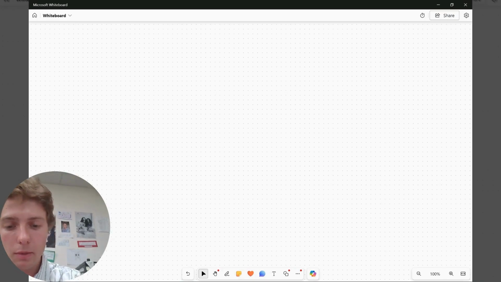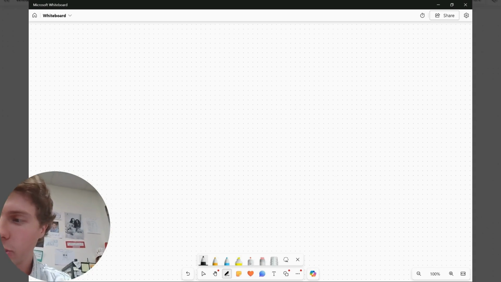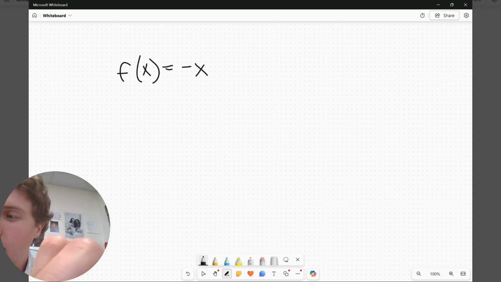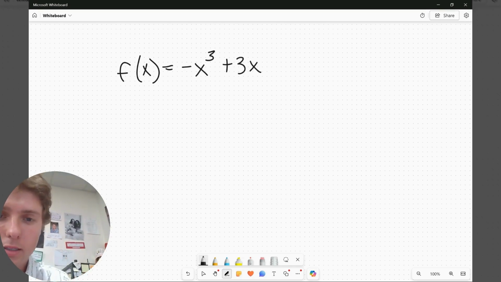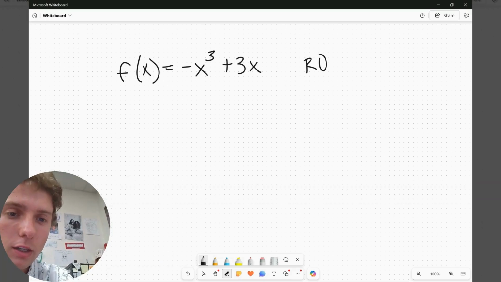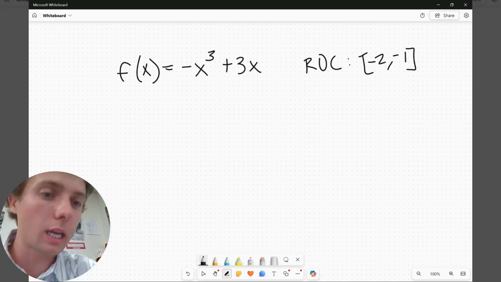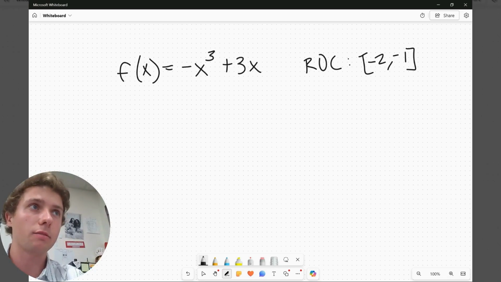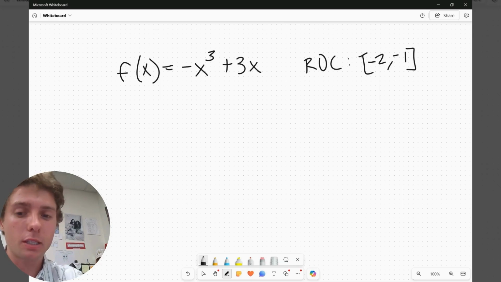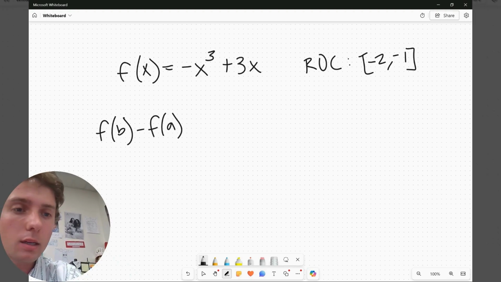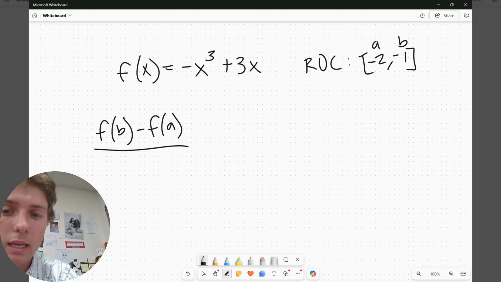One thing we also need to be able to do is take a function. For example, if I have this function, f of x equals negative x cubed plus 3x, and I want the rate of change on the interval negative 2 to negative 1. First thing I want you to understand, negative 2 and negative 1 are both x values. Those are both your inputs. Remember, the inputs in our notation are the a and the b. You can always label those two values a and b.